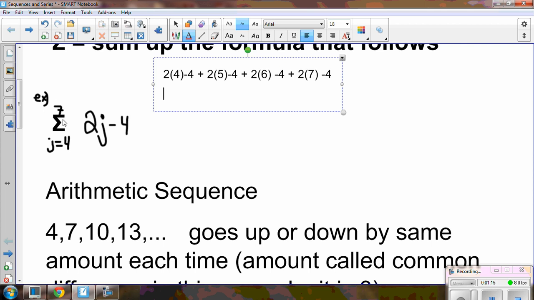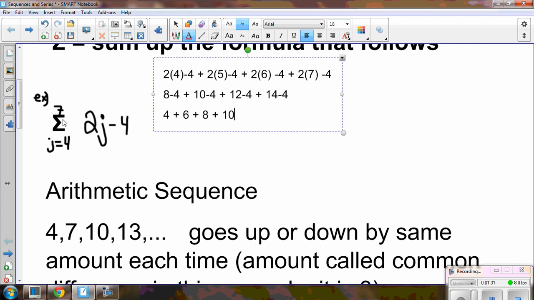So I'm going to just complete the math. We have 8 minus 4 plus 10 minus 4 plus 12 minus 4 plus 14 minus 4. That gives us 4 plus 6 plus 8 plus 10. I'm just going in the order of the problem. Then I get 10 plus 8 is 18, plus 8 is 28. So if I take all these individual terms and add them all up, the total would be 28.